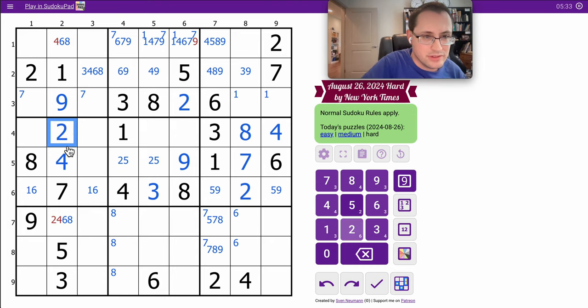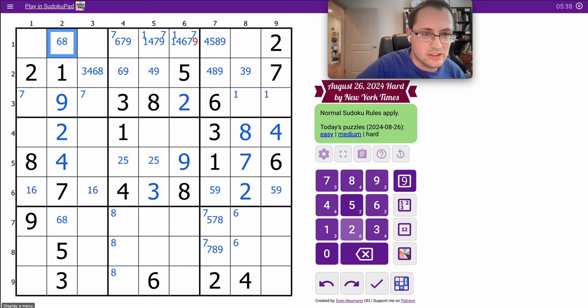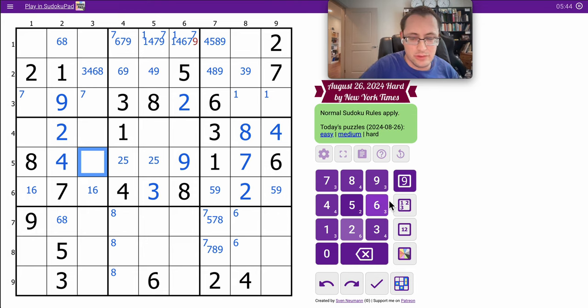These aren't 9. This is 2. 6 8 to finish the column. 2 5 makes this a 3. It's the only thing left in the row. 1 2 3 4 6 7 8. So these are 5 and 9, and that has a 9 looking at it.